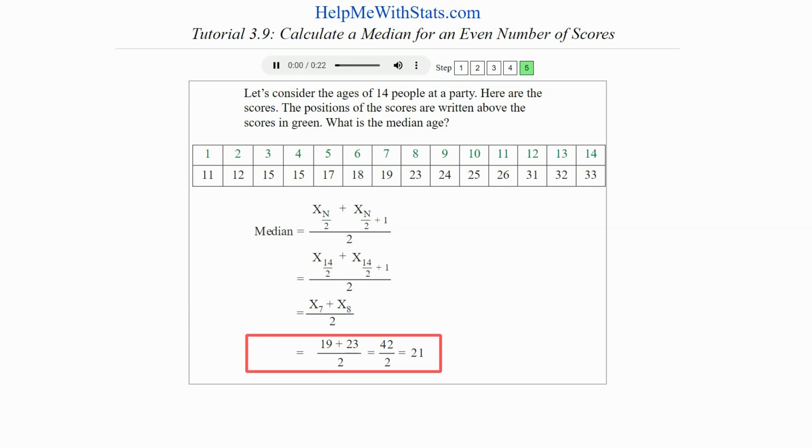Score 7 is 19 and score 8 is 23, so the median is the average of 19 and 23. The average is equal to the sum of the scores divided by 2. The sum of the two scores is 19 plus 23 equals 42. 42 divided by 2 is 21, which is the median.